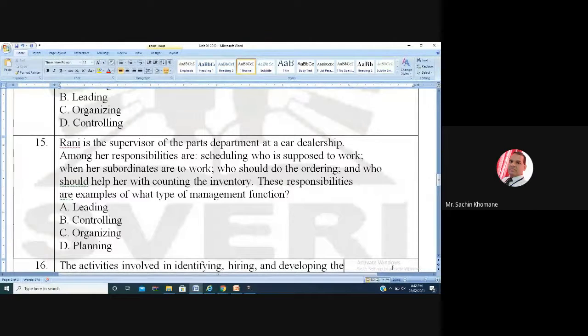She is just organizing. She is not doing any kind of task. She is not planning anything. She is just asking who has to work at what department, who should do ordering, and who should count the inventories. ती फक्त कामच सांगायला आहे. Alright, so that supervisor's function is the organizing function.